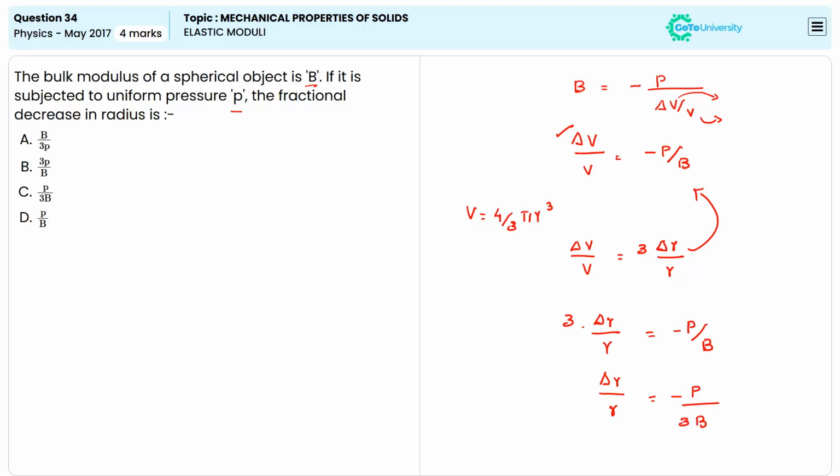Here it's already given in the question that it is decreasing, so the negative sign is also representing the compression only. So we can write del R divided by R will be equal to pressure divided by 3 times the bulk modulus. Based on this, we can say the correct answer for this question is option C.